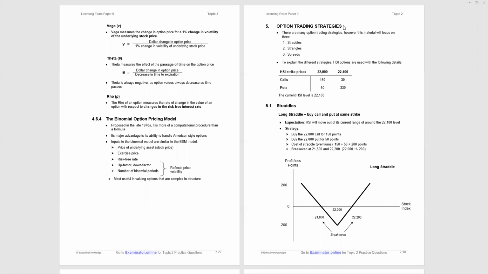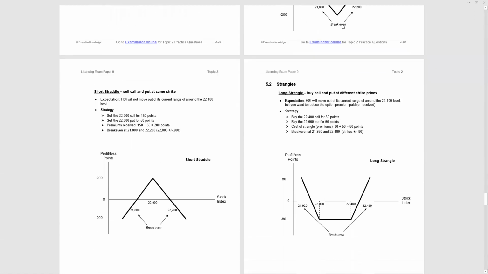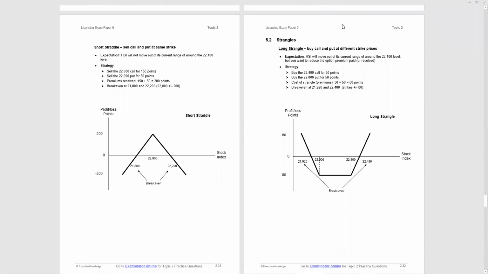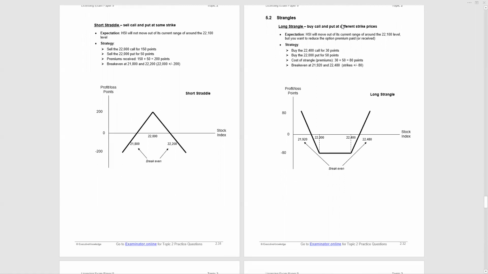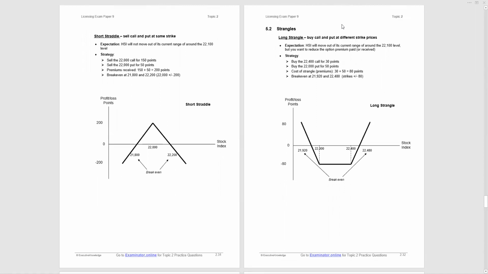Whereas the opposite side is where you do not expect the market to move much at all, and that is a short straddle. And a short straddle is where you sell a call and you sell a put. You are gaining income, and you're hoping that those two options are not going to be exercised because you believe the market will be stable. If the market is stable, you pocket the premiums and you make money.